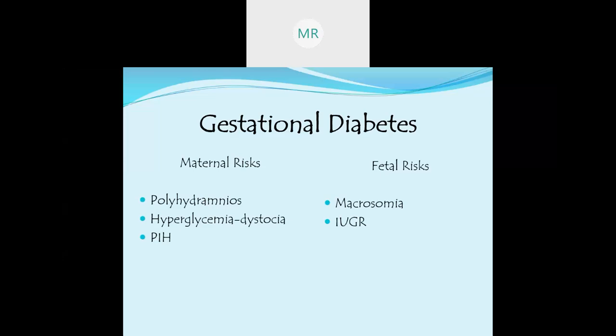It could be macrosomia. It could be a big, juicy baby because of all the sugar in the blood as this baby is developing in utero. Because the babies are so big, macrosomia can cause perineal lacerations, can cause mom to have an episiotomy, a C-section, shoulder dystocia. Okay, and then intrauterine growth restriction.